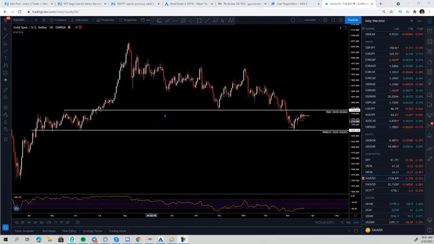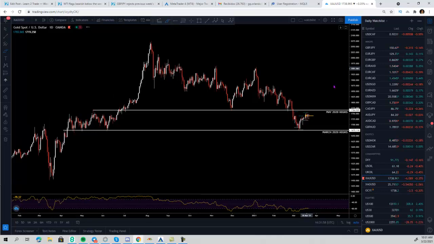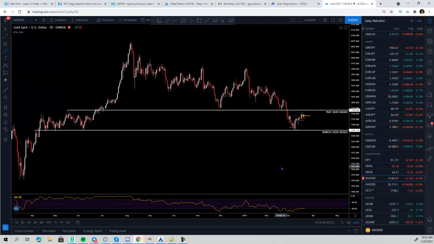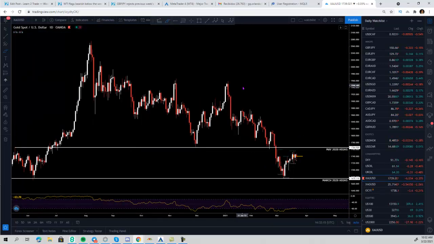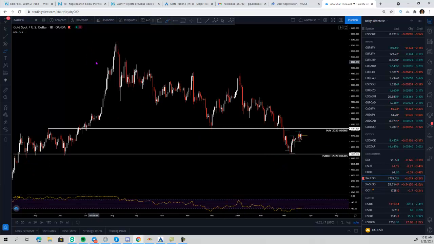And it is a little bit tricky because we are trapped inside of this range. Now, I'm not telling you that we are going to break to the upside and rally again to hit all-time highs. No, I don't know what's going to happen. I can only read price action and take my trades on a high probability basis. And for the time being, we are capped to the upside by this level right here, let's call it the 1750 level. And it looks like we are trading inside of a continuation pattern.